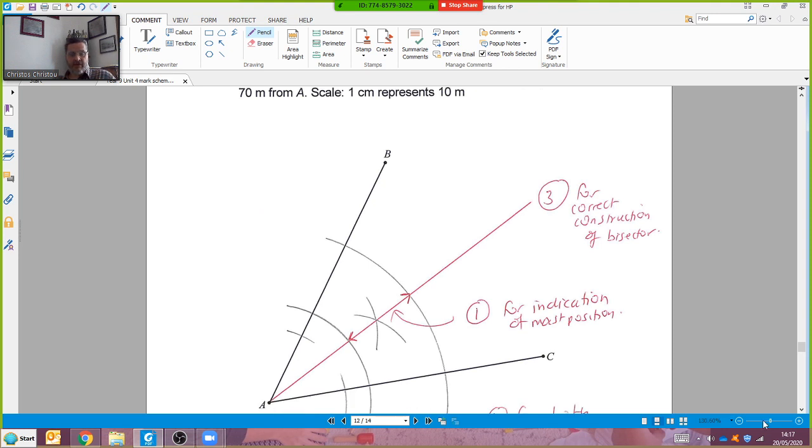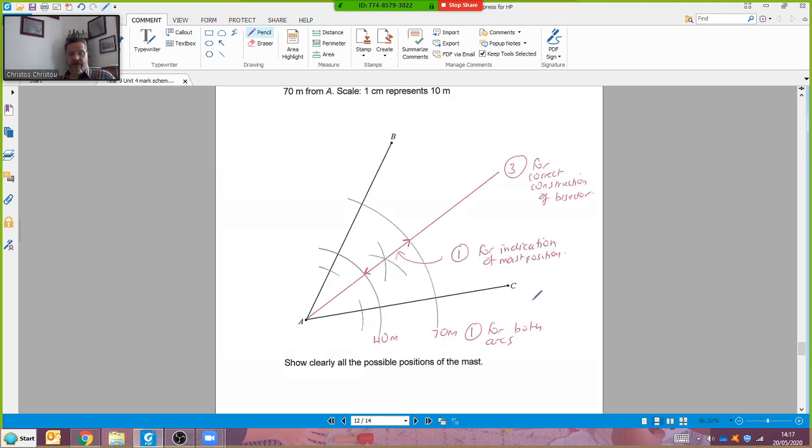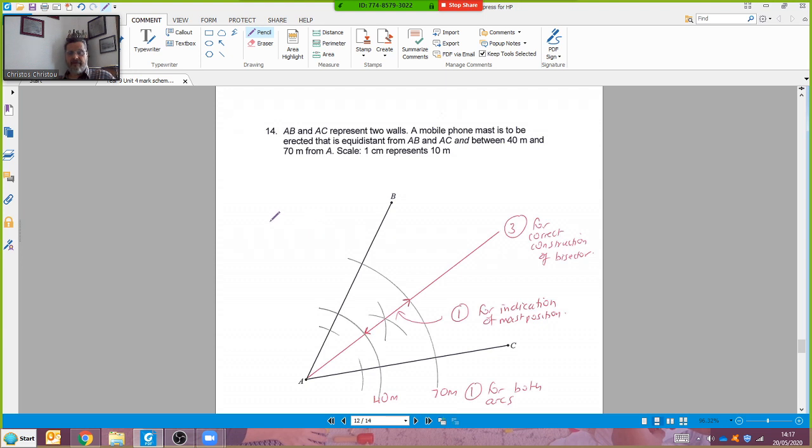This is a 5-mark question. I'll shrink it down just a little bit. Okay, I hope you can see that. So I have got 2 walls, AB and AC, and I want to put up a mobile phone mast for my 5G network, and it must be an equal distance from the wall AB and the wall AC, and it must be between 40 meters and 70 meters from A. And because this is a proper scale diagram, they want you to use 1 centimeter to represent 10 meters. So you're doing a plan of where you're going to put the phone mast potentially.